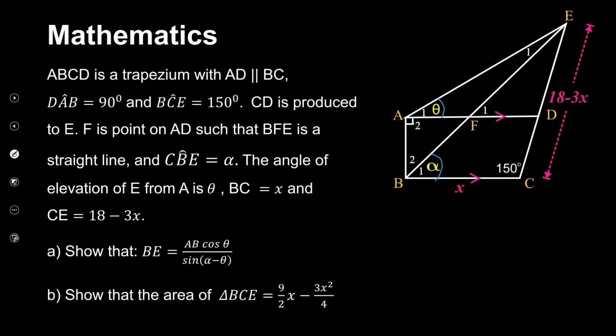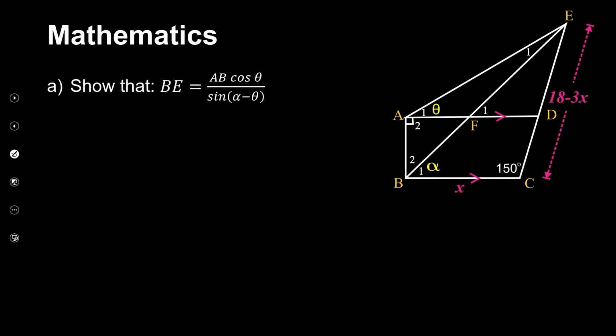They've given us this side is x, BC is x, and they've given us CE is 18 minus 3x. Okay, they want us to calculate BE equal to AB, to show that BE is equal to AB cos theta over sine of alpha minus theta. So we're going to look and see where BE is, which triangle BE falls in, and we're going to try and solve that.